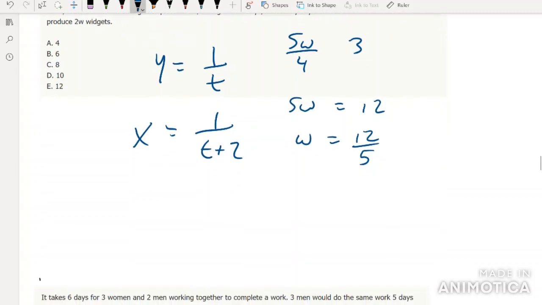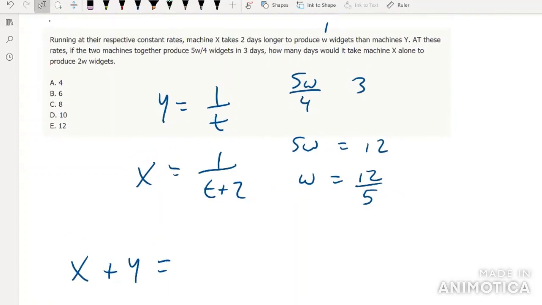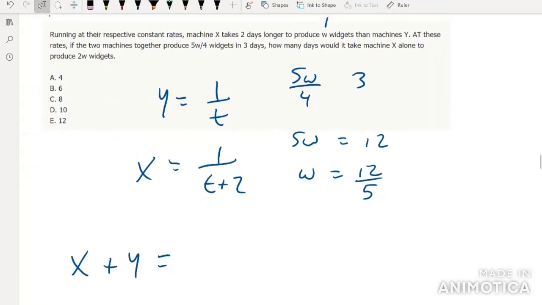So in other words, X plus Y equals 1 over 12/5. So X plus Y equals 5/12. There we go. How many days would it take machine X alone to produce 2W widgets?